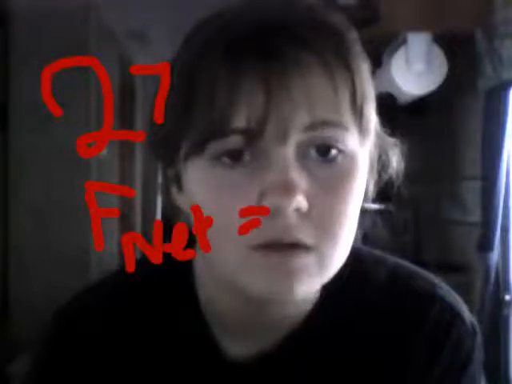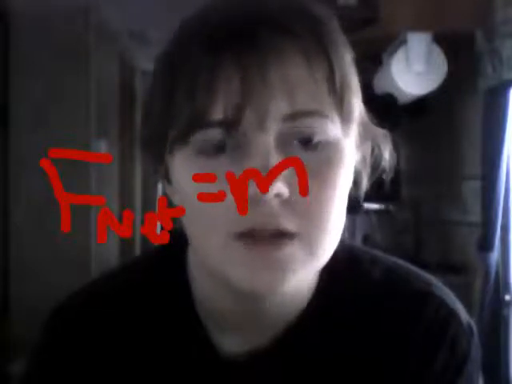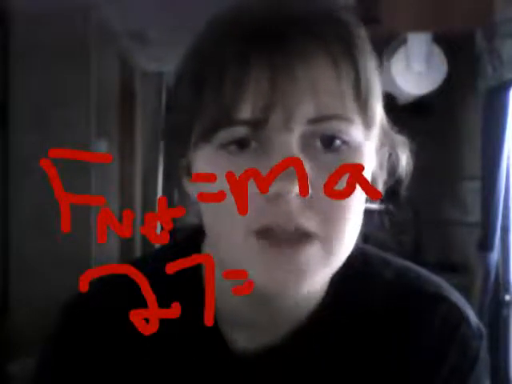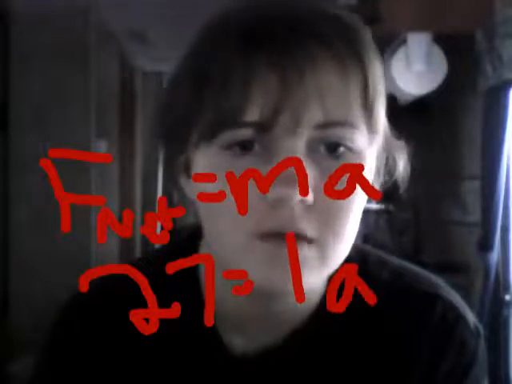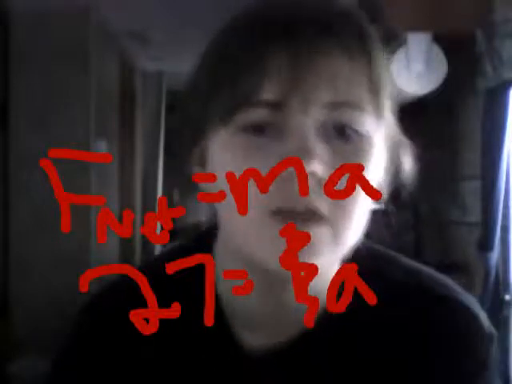Well, we know that the net force is 27. We know that F net equals mass times, no, not divided, my bad, F net equals mass times acceleration. If we know the F net is 27, we know the mass is 1, and we want to find A. So 1 just cancels out. We're left with 27 equals A.